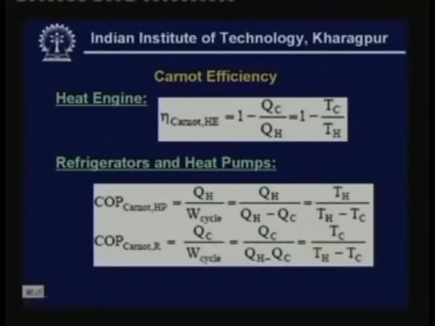Now what conclusions can you derive out of this? For example, you can conclude that the efficiency increases as Th increases. That means the higher the temperature of the heat source, the higher the efficiency. And another conclusion is that the efficiency increases as Tc is reduced. That means the lower the temperature of the heat sink, the higher will be the efficiency. And what is the maximum possible efficiency? If you have a heat source which has a temperature of infinity, then you get the maximum possible efficiency of 1.